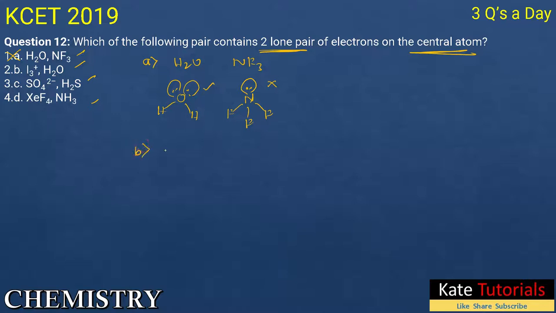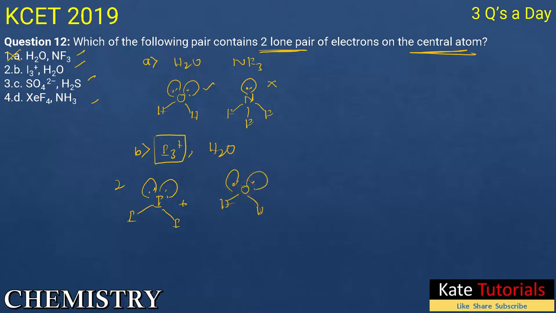Talking about B, I3 plus and H2O. In JEE, several times they have asked the structure of I3 plus or the hybridization of iodine in I3 plus, right? So the structure of I3 plus is like this. This is I3 plus, right? So this is the central atom. So this is the formula of I3 plus, in which this central atom iodine has two lone pairs. And what is water? Yes, it also has two lone pairs. So the answer will be B.